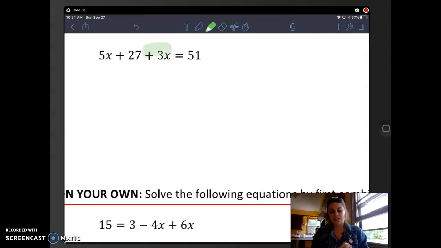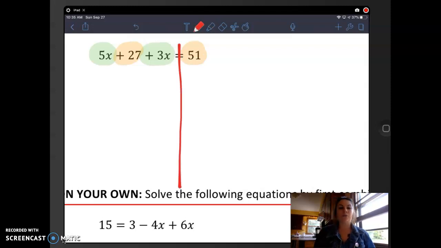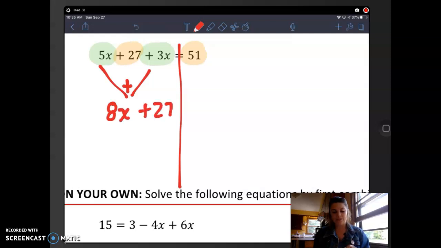A strategy that I like to use is I like to circle the x's in one color, and then I'll use another color on the ones, and then always remember to put the line down the middle where the equal sign is to help you stay organized. So we're going to just follow that same strategy that we had where we combine the 2 groups, meaning add. You always add when you're combining. So that would be 8 x's. Nothing happened with the 27, and then you have 51 on the other side.